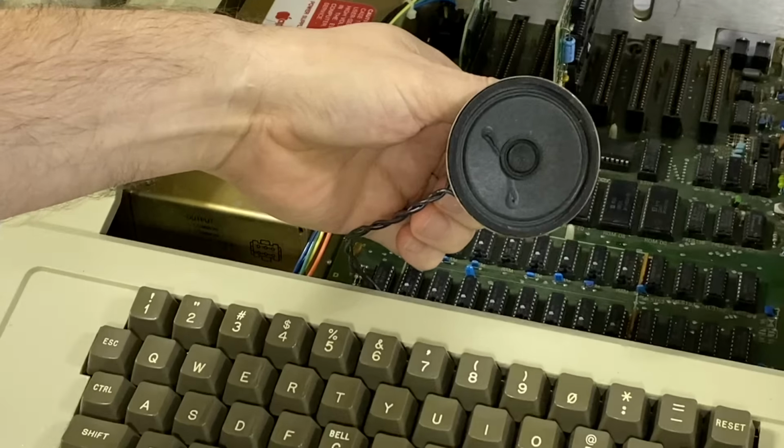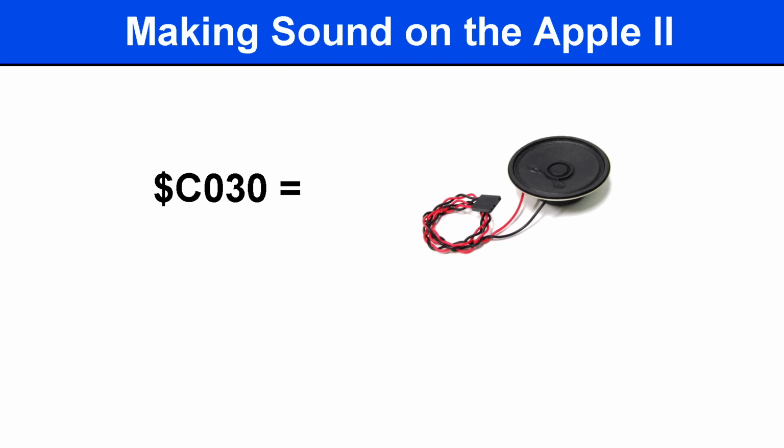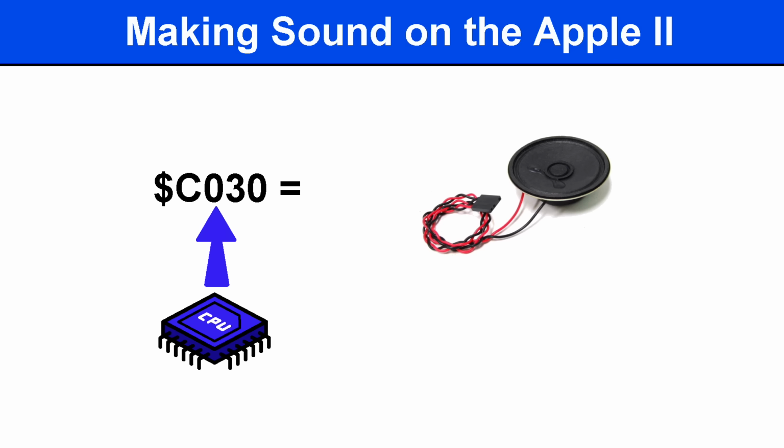Inside the Apple II is just a simple speaker, and if you read or write to memory address C030, it will produce a single click. It really doesn't matter what you read or write to the memory address. What causes the click is the CPU doing any sort of access to that address. So in BASIC, for example, you can type poke -16336, 0, and you'll hear a small click.